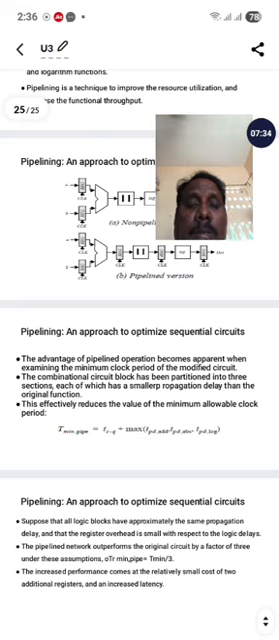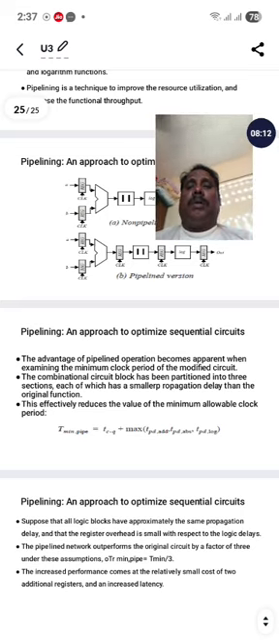Suppose that all the blocks have approximately the same propagation delay and the register overhead is small with respect to the logic delays. The pipelined network outperforms the original circuit by a factor of 3 under these assumptions. The increase in performance comes at the relatively small cost of two additional registers and increased latency.